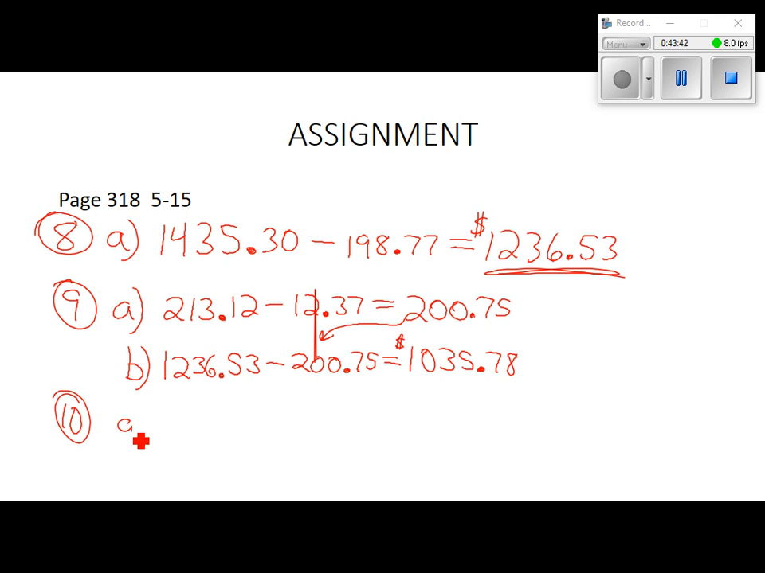Number 10. This time they want us to figure out all three things, right? So now we're going back to what we did on the other page. I might run out of space here. We might have to finagle something around. So, interest. How much do they still owe? 1,035.78, that's our principal, times what's the rate? 12% would be 0.12. And we're doing it for 1 month, right? So what's our time? 1/12. Somebody do all that for us.